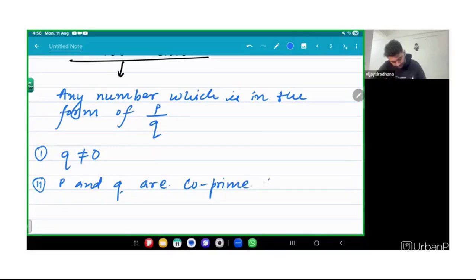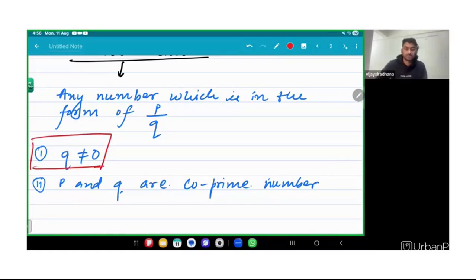Co-prime numbers. Now, co-prime numbers should be different prime numbers. They shouldn't be the same, because then it would again become the same thing, right? But the main thing we should emphasize here is that Q should not be equal to 0. Q should not be equal to 0.